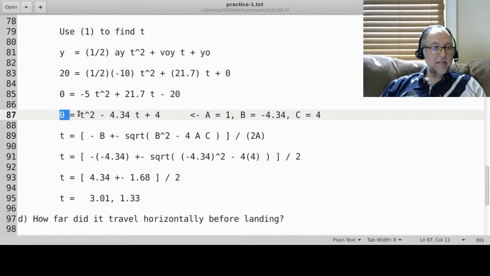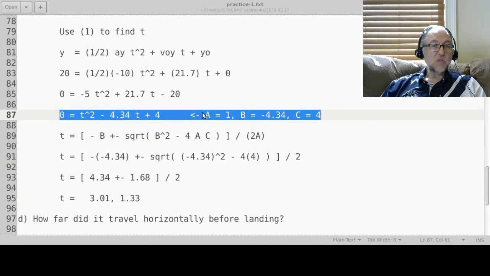Then I take a look at this and I go, all right, there's a quadratic, and a is 1 because I made it 1 by dividing by that -5. b is -4.34, and c is 4. The quadratic equation is t equal to minus b plus or minus, there's two roots, one for the plus and one for the minus, the square root of b squared minus 4ac, divided by 2a. You probably memorized this in grade 11 or something like that. a is 1, and then just plug in all the other values, and I get those 2 values there.